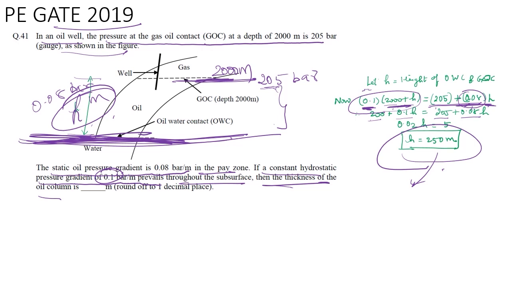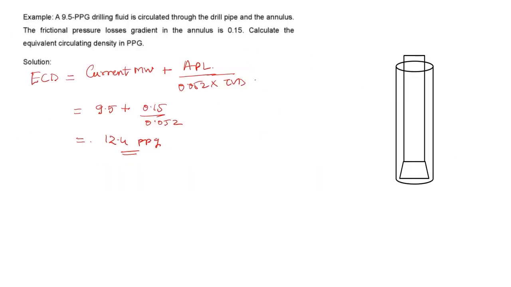Very simple numerical. Now let's look at this particular numerical. Over here, a 9.5 pound per gallon drilling fluid is circulated through the drill pipe and the annulus.